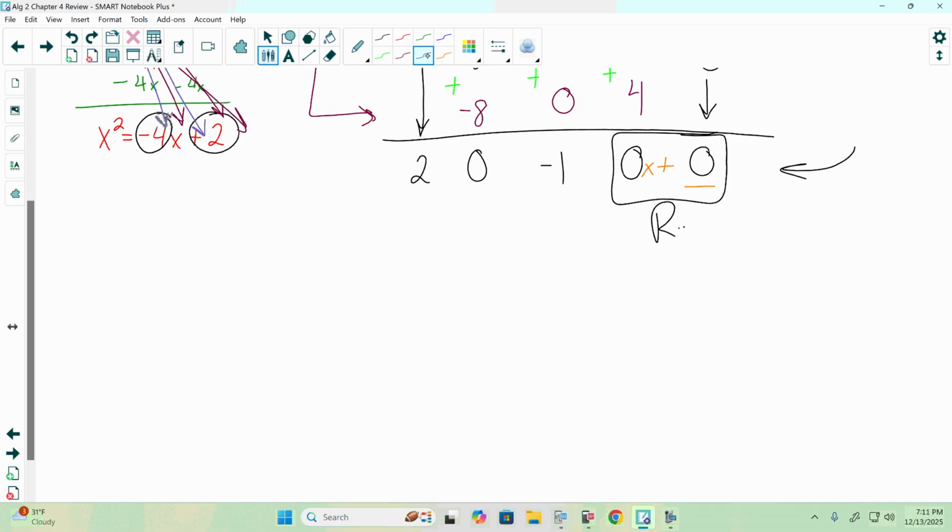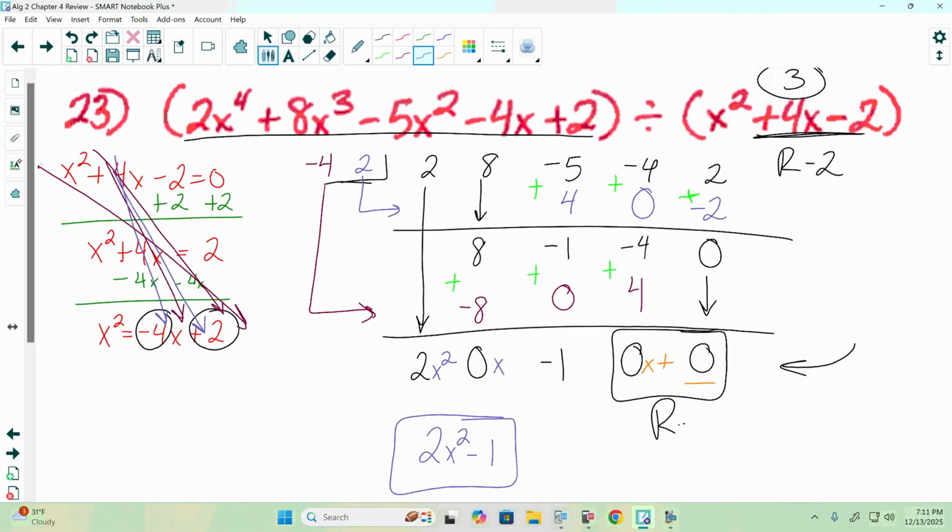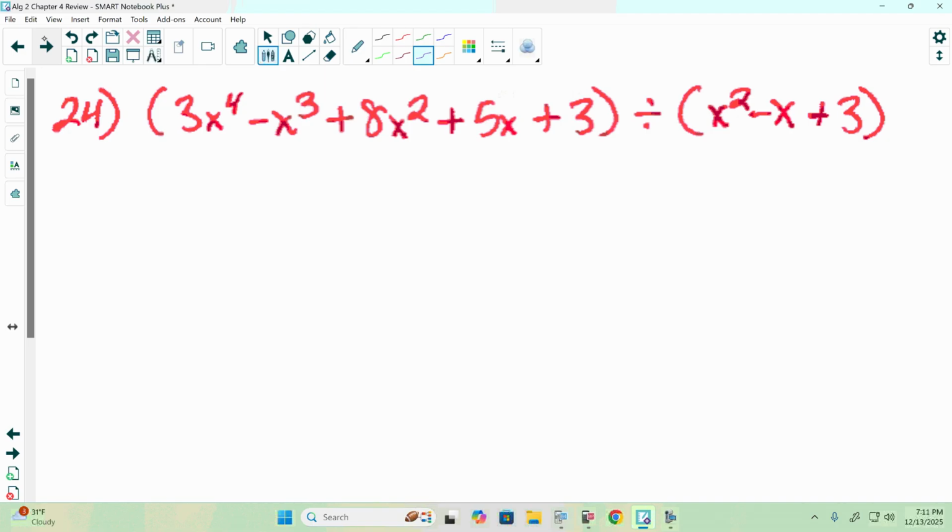What's outside? Our negative 1 is our constant term, our term without a variable. 0 is our term with x, 2 is our term with x squared. Telling me that my final answer is 2x squared minus 1. For some of this, if you find this method nice, do it this way. If you don't, do it by the long division method instead.